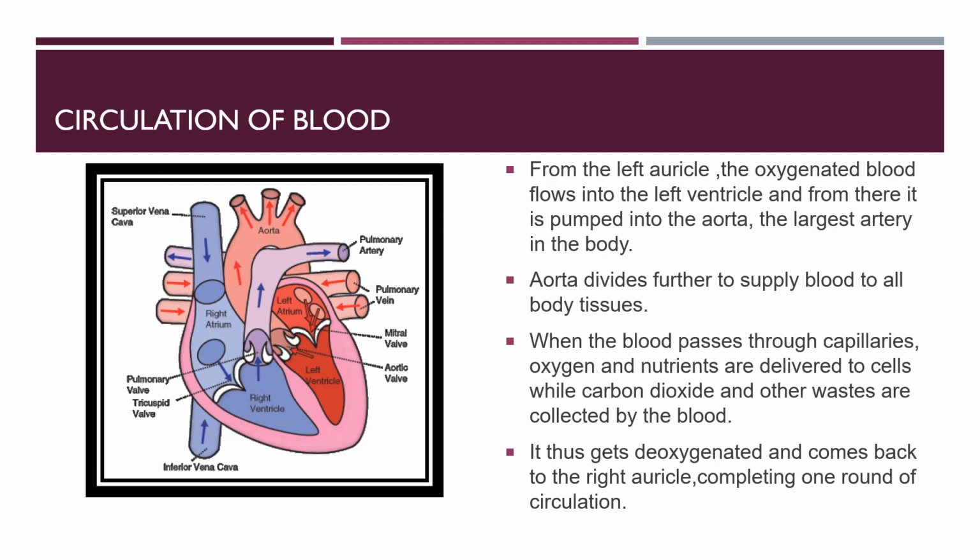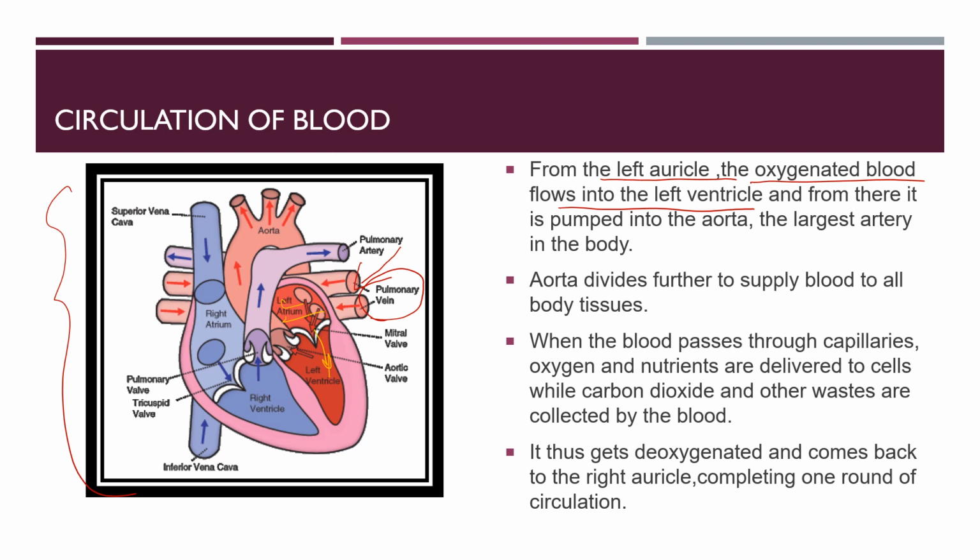Now here I have taken the same internal structure diagram. So now what is happening there? We have told about the right atrium, the blood flowing to the right ventricle and to the pulmonary artery to the lungs, and then back to the left atrium. So from the left auricle, the oxygenated blood flows to the left ventricle. From the lungs the pulmonary veins are bringing the oxygenated blood to the left atrium, and from the left atrium it is passing on to the left ventricle.